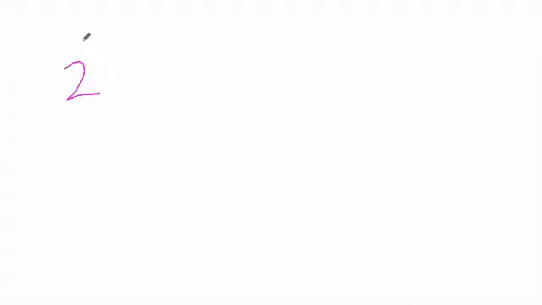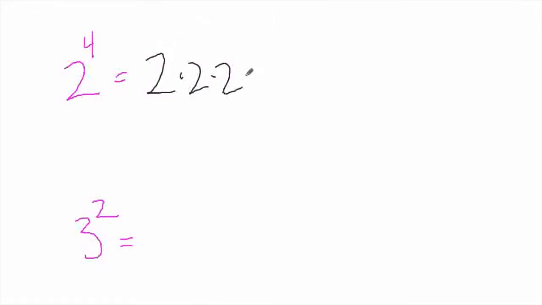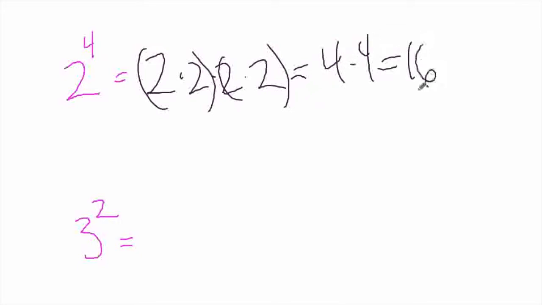Try to do this one, and try to do this one. I'll give you a few seconds and then I'll work it out myself. Okay, so the first one, I have 4 of those, so I'll do them pair by pair, and so that gives me 16. This last one, I have only 2, which we can do, and that's 9.